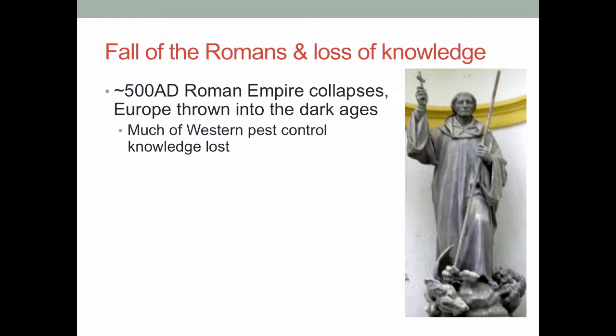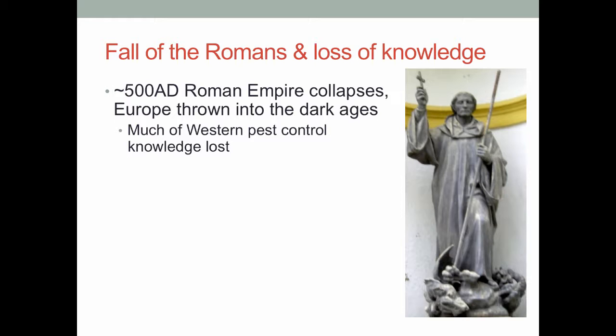Around 500 AD, the Roman Empire collapsed for various reasons that would be better covered in a Western civilization course than here. But the main point is that Europe, the Mediterranean area, so North Africa, parts of the Middle East, but most of the Middle East fared pretty well, were kind of thrown backwards. They lost a lot of pest control knowledge, a lot of knowledge in general. Pest control was just one of the aspects.